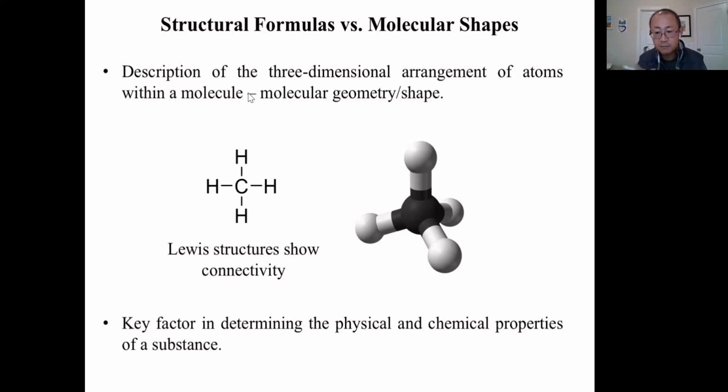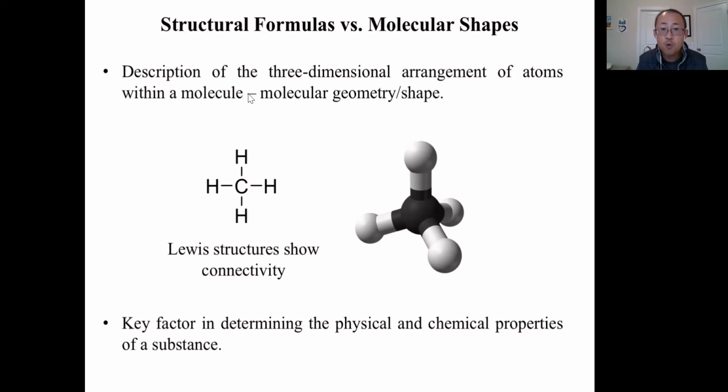They are connected through bonds, but those bonds can be shown very nicely in a Lewis structure. However, because it's two-dimensional, we cannot tell the geometry of the shape or three-dimensional geometry of the molecule.